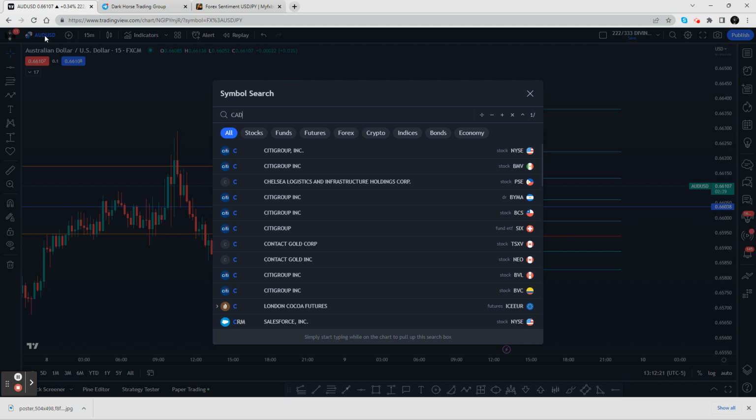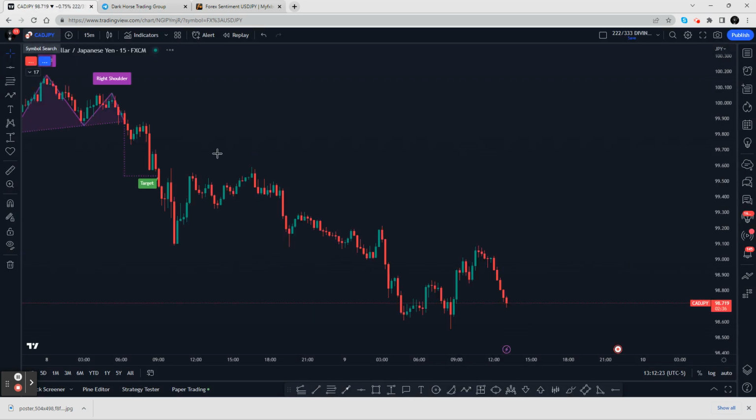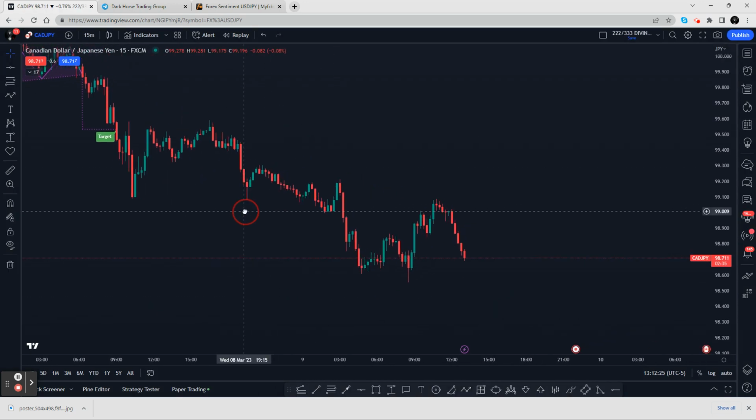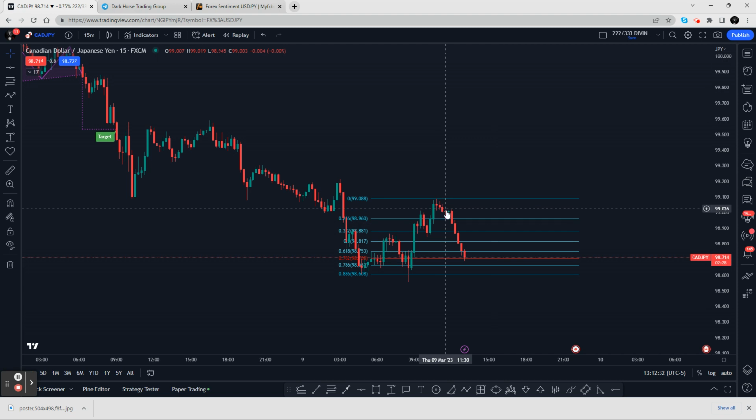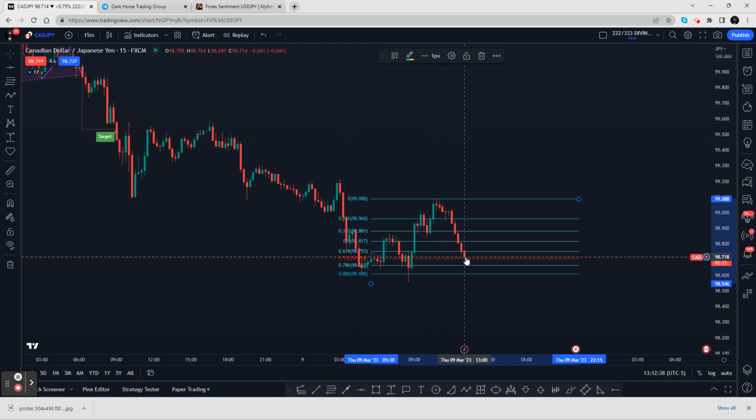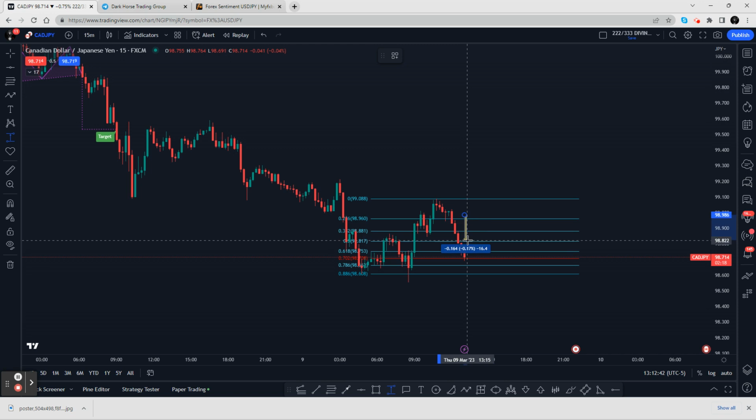All right, look at CAD JPY. I'm just going through random pairs. Here's another one right here. Boom, bam. All right, we had a break. All right, price came back above 23%. Drop, boom, 61. Targets would have been hit. That's 23 pips. All right, next.